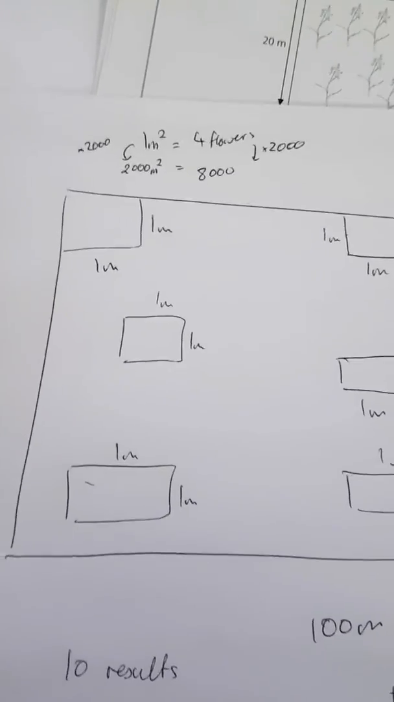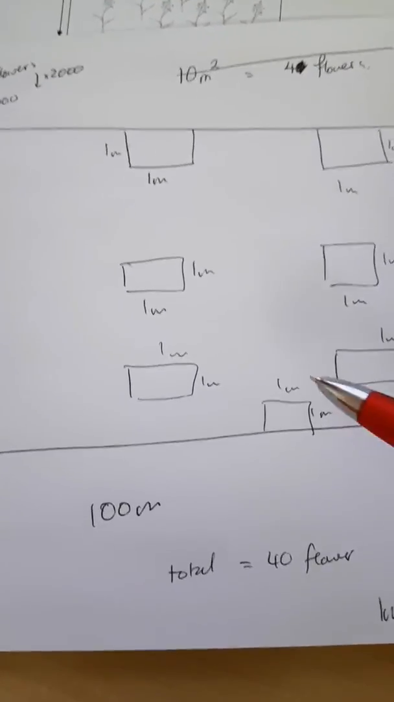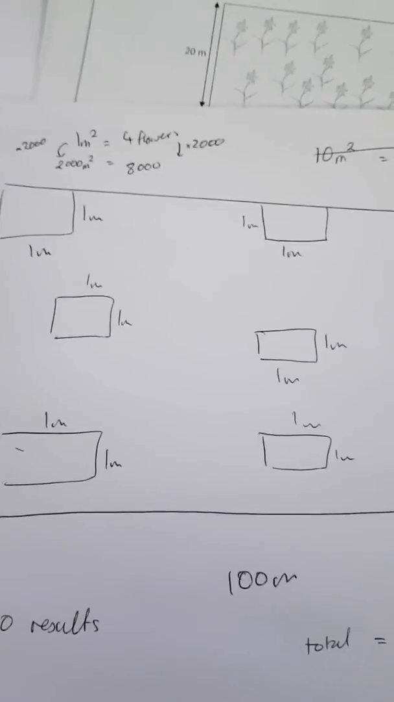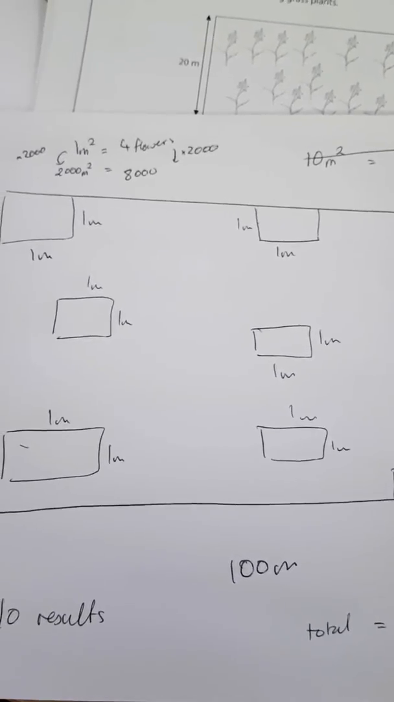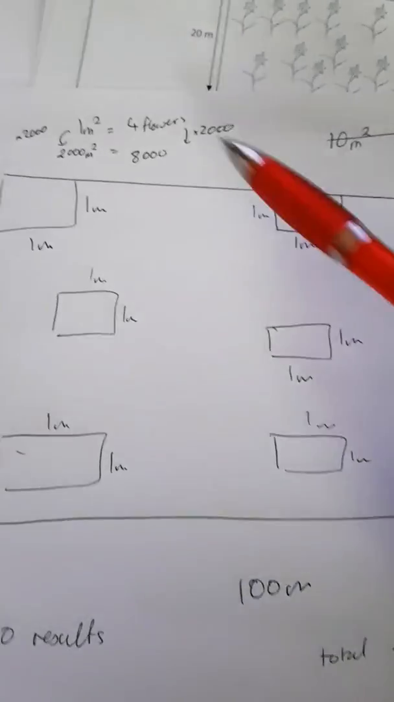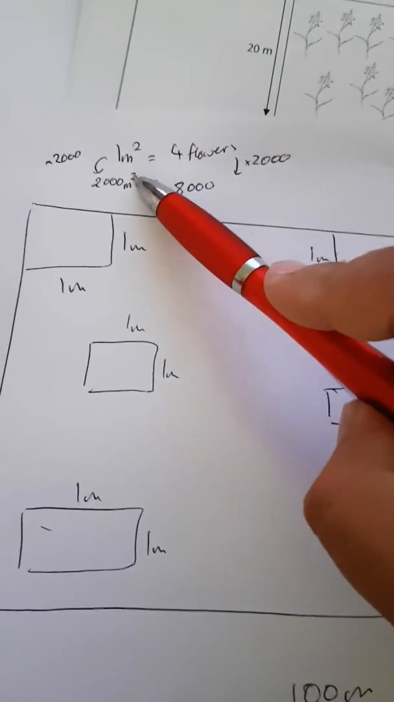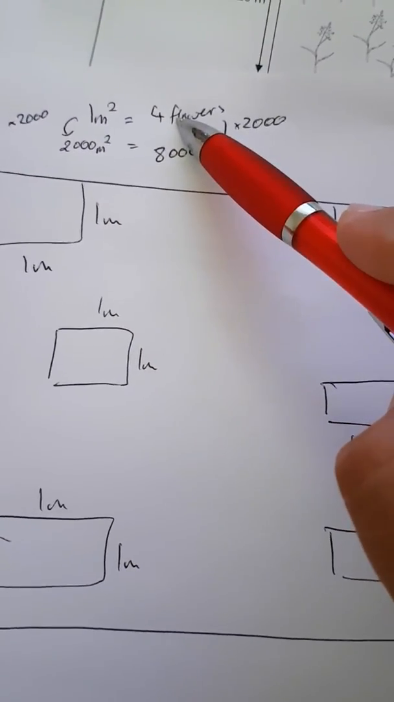In my example, I've said, well, in all of the 10 meters squared, I've got 40 flowers, just to keep the math simple. So in 1 meter squared, I'm going to have 4 flowers each because I've got 40 in total divided by 10. I'm going to have 4 flowers in each meter squared. So that's my average. Then what I've done is I've done a ratio. So 1 meter squared will give me 4 flowers.